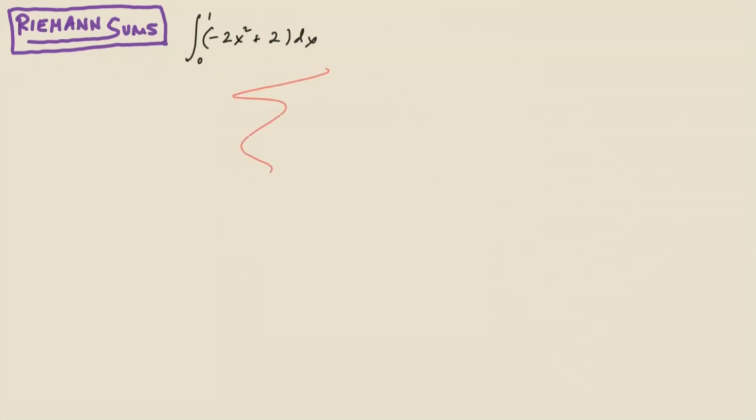So let's think of this integral, the integral of minus 2x squared plus 2, an ordinary polynomial, as x runs from 0 to 1. Now this is an easy integral, and if you do it, you will find that it comes out to 4/3. But I want to show you how we could approximate that value if, say, we did not know how to use the fundamental theorem of calculus. And we will do that by using a Riemann sum.